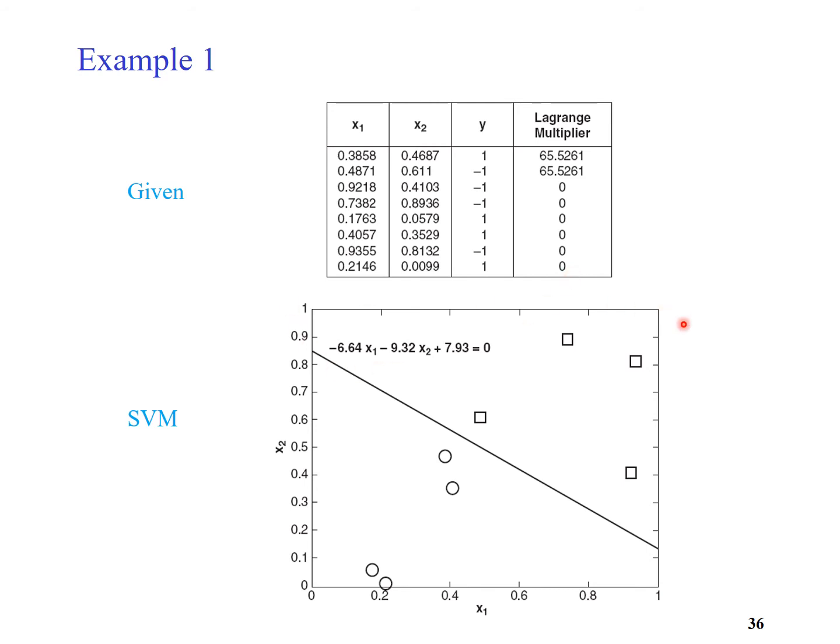So this picture shows the line of SVM. In this case, these two data points are the support vectors. For these two, their alpha values are this, and for the rest, their alpha value is 0. So that's how it works. So this is the line, right?